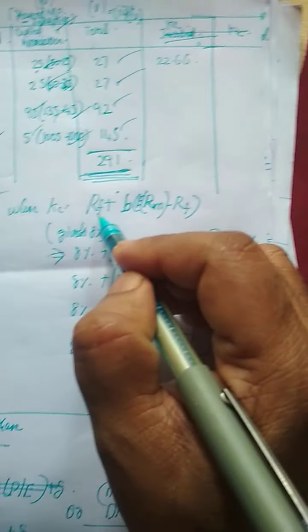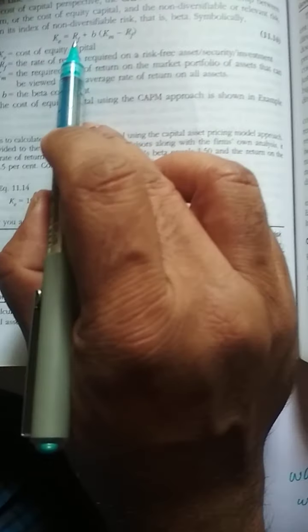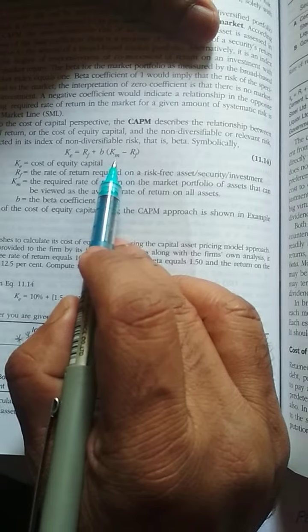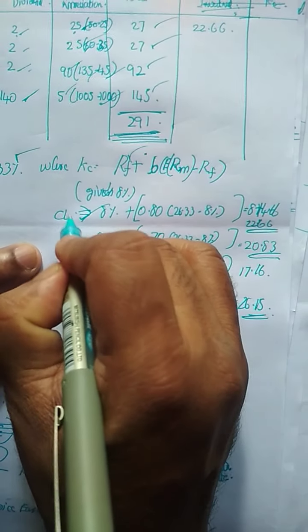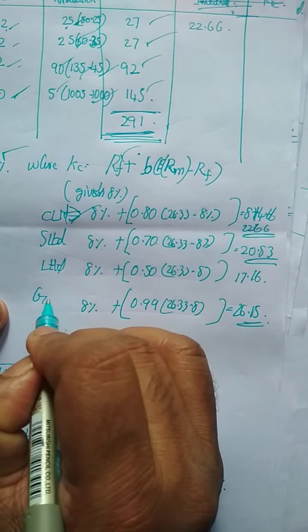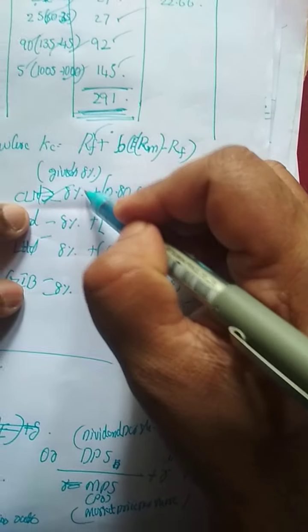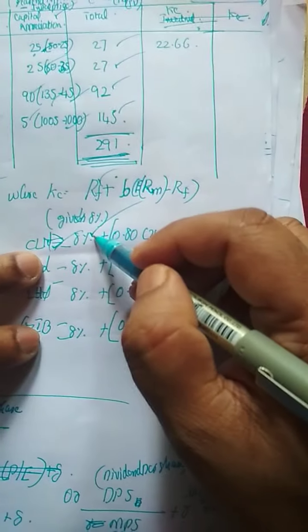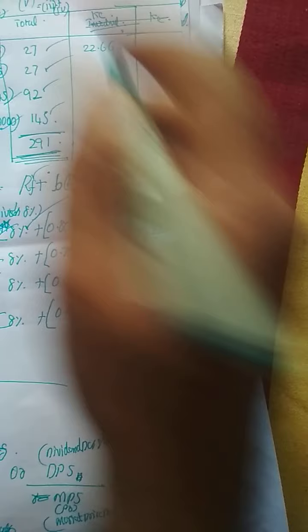Now we could apply the formula directly because the risk-free return is given in the question. Risk-free return is 8%, which is given separately. So RF plus beta into expected market return minus risk-free return is the equation. So for every company, that is for C Limited, S Limited, L Limited and Government of India bonds, we apply the equation directly because RF is known, given directly in the question, which I am putting as double mark, and the beta factor is also given. Individual beta factor is given for all the companies.